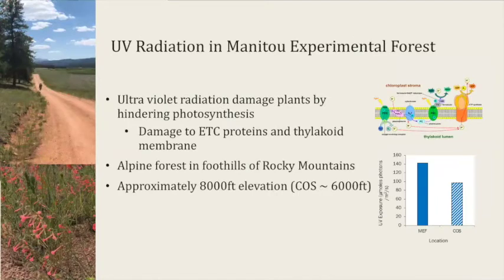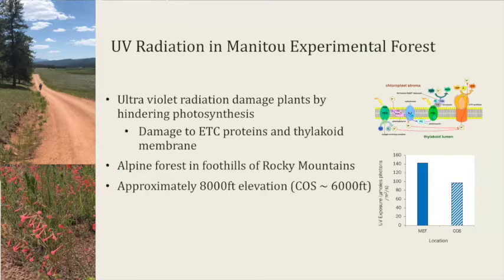In all plants, light between 680 and 700 nanometers is required for photosynthesis. Unfortunately, incoming sunlight also contains short wavelength, high energy UV radiation, which can significantly hinder a plant's photosynthetic capabilities by damaging proteins involved in the electron transport chain and the thylakoid membrane.